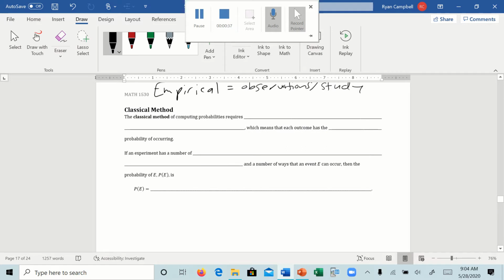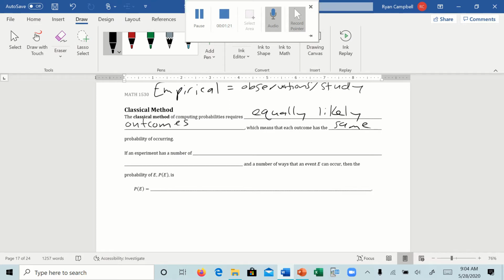All right, so we say that the classical approach of computing requires equally likely outcomes. Equally likely outcomes, which means that each outcome has the same probability of occurring. And specifically, when you break it down into the simple events, right? Each outcome, those have to all be equally likely.